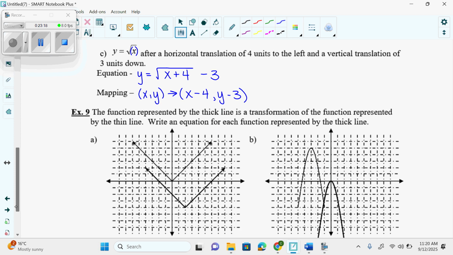And I just want to go over A. So this one says, the function represented by the thick line is a transformation of the function represented by the thin line. We're going to make the thin line be y equals f of x. Write the equation of the thick line. So I have to go from the thin to the thick. What did I have to do? So I went 1, 2, 3, 4 down. And then 1, 2 right. So if I went to write out my equation 4 down, I would get f minus 4. And I have to go 2 right. What am I going to get in my equation? X. How do I go 2 right? Minus 2.